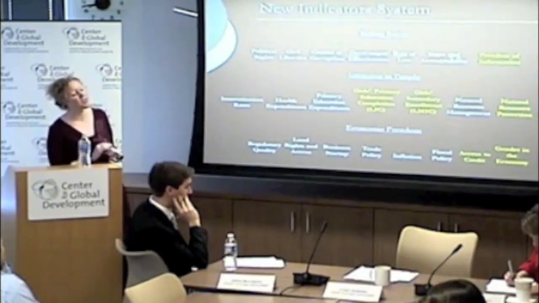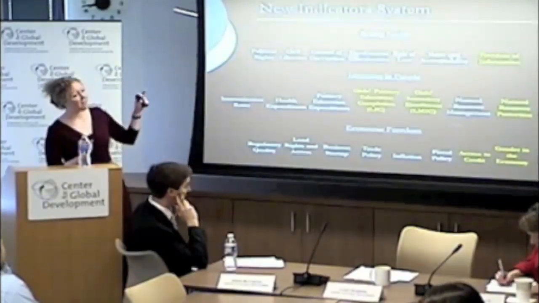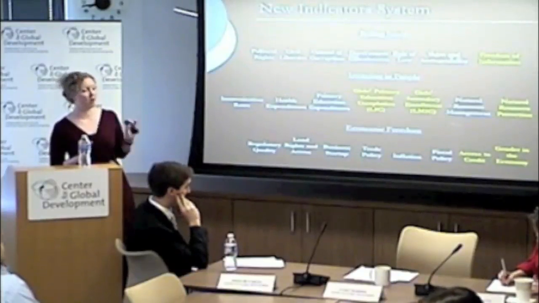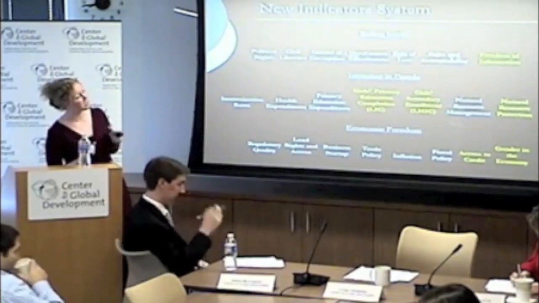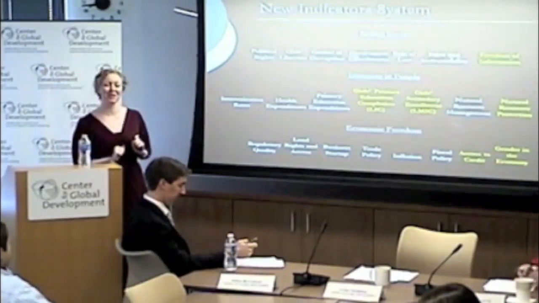And then finally, the rules of passing have changed. Instead of passing half in each of the categories, a country now must pass half overall. So that's at least 10 of the new 20 indicators, and one in each category. So a whole suite of new rules.